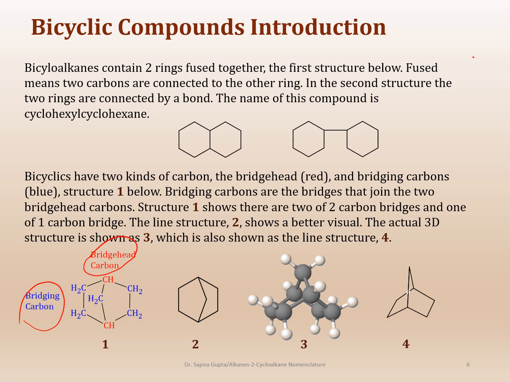Generally, the bridgehead carbons, you can see, are the ones that have three carbons coming out of them. Do you see that? Okay, so that's how we know it's a bridgehead carbon.